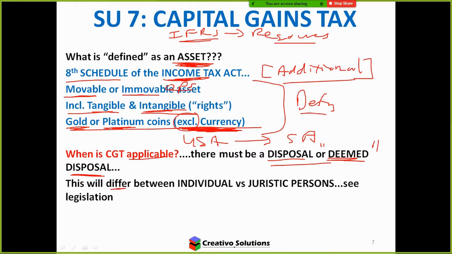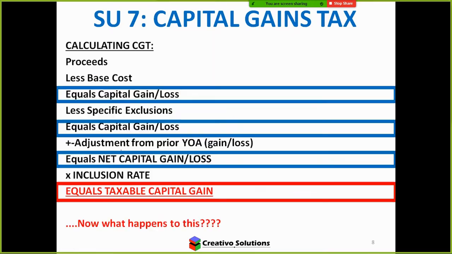There is a difference, though, between individuals and juristic persons. It's very, very specific, so you'd have to look at the legislation to identify what is applicable and what isn't. As an individual, you do get certain exemptions and exclusions. So it is to some degree better having those exemptions and exclusions as an individual, because ultimately you are going to pay less tax from a CGT perspective, versus a company that might have to pay more tax depending on the rules and regulations. Is that all right? Does it make sense? Yes.